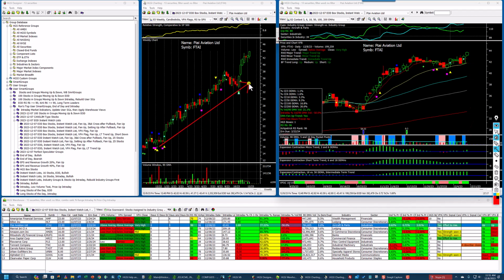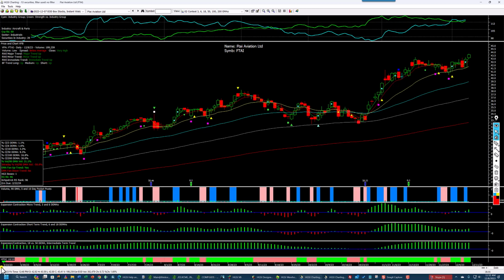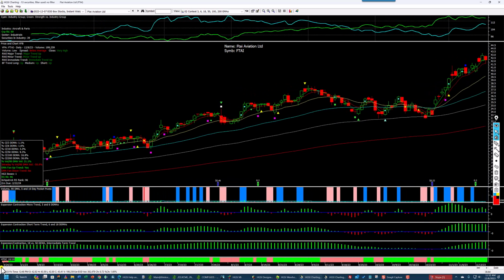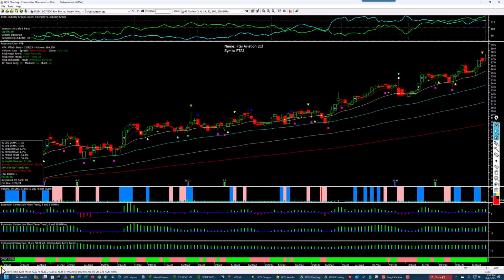Now looking at this, you can see that this has had a huge run up from around the $17 area to up around 44 right now. On the weekly chart, there were several VPA flags. What I want to do is make it full screen, take the daily chart, and go back to January and see what was happening.